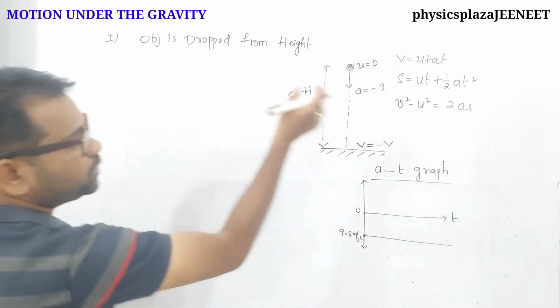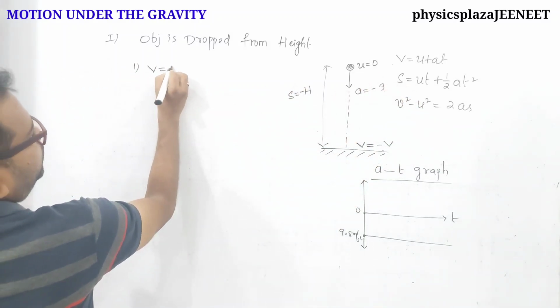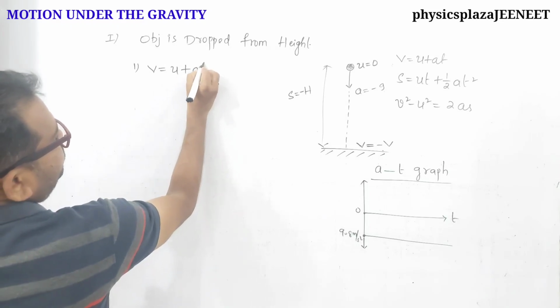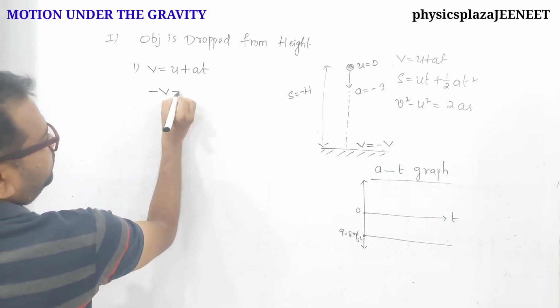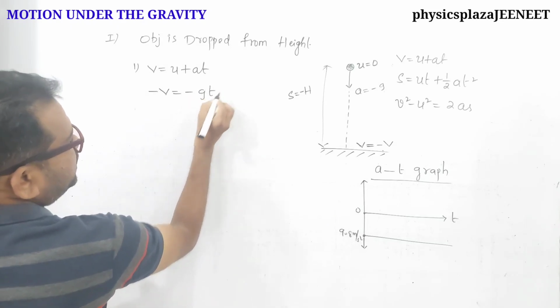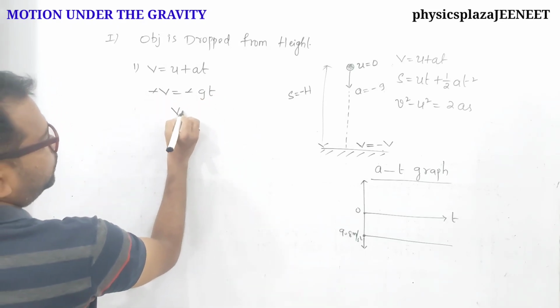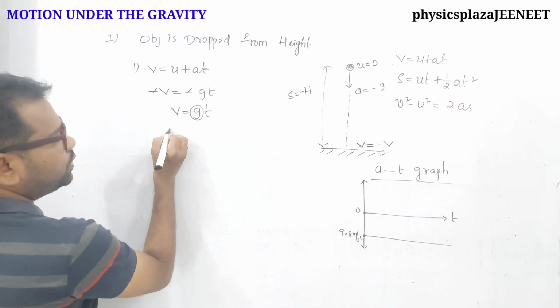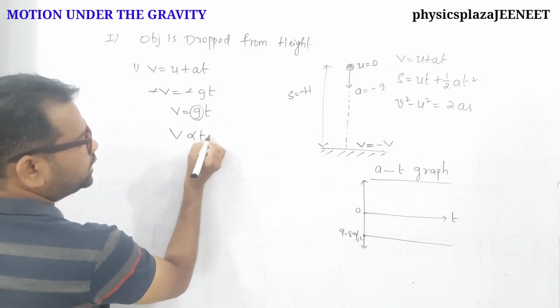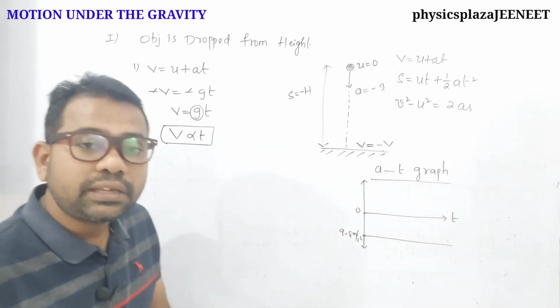Okay, fine. Let us take the first equation of motion. So the first equation of motion, that is v is equal to u plus at. As u is 0 and a is minus g, so v is equal to minus gt. So minus cancels, v is equal to gt. Children, we know that g remains constant. So v is proportional to time, which means velocity changes with time linearly.